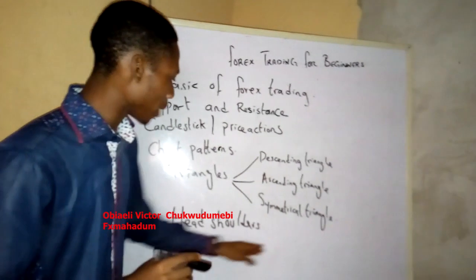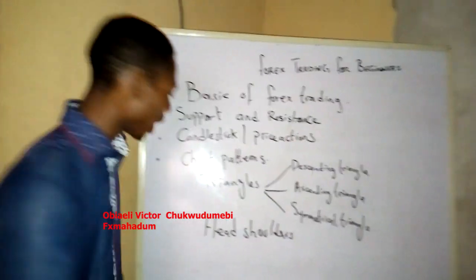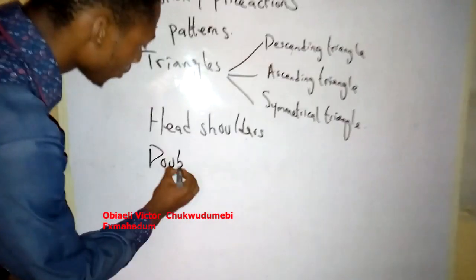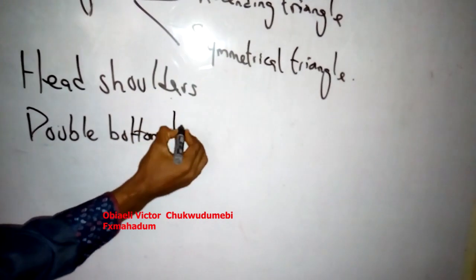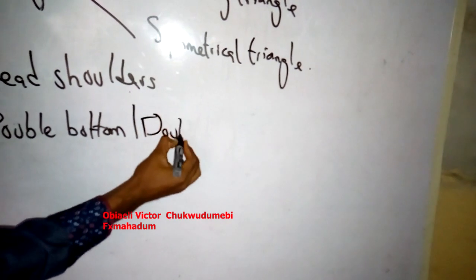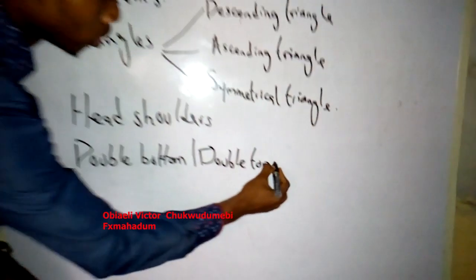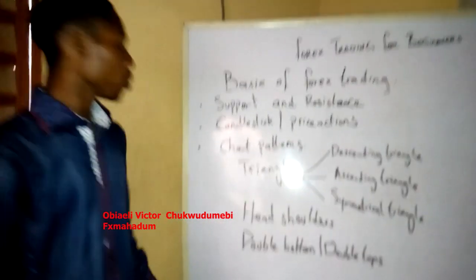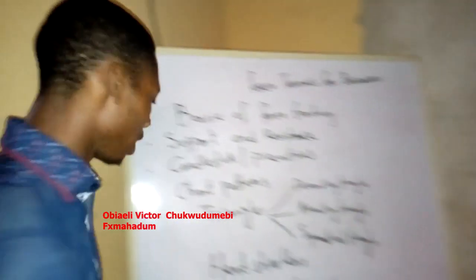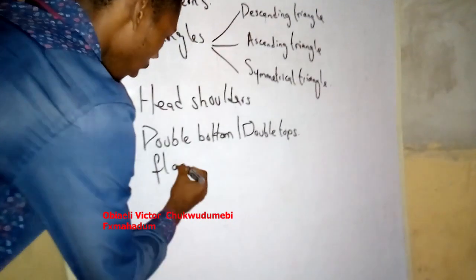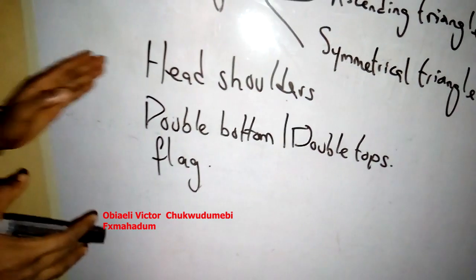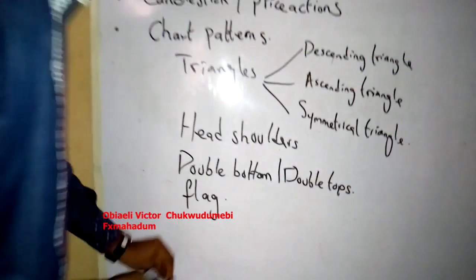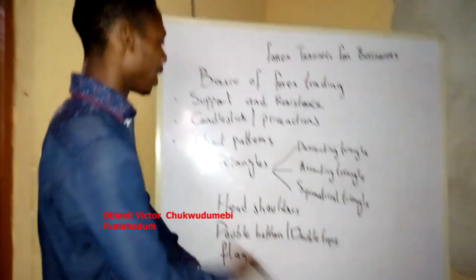But for now, this is what I use: head and shoulders. And after head and shoulders, I make use of what? The double bottom and double top. The head and shoulders, double bottom, double top, and lastly, flag. Now the flag, we have the bullish flag and the bearish flag. It all comes, but these are the main focus. I focus on the triangles, the head and shoulders, double bottom and double tops, and the flag.